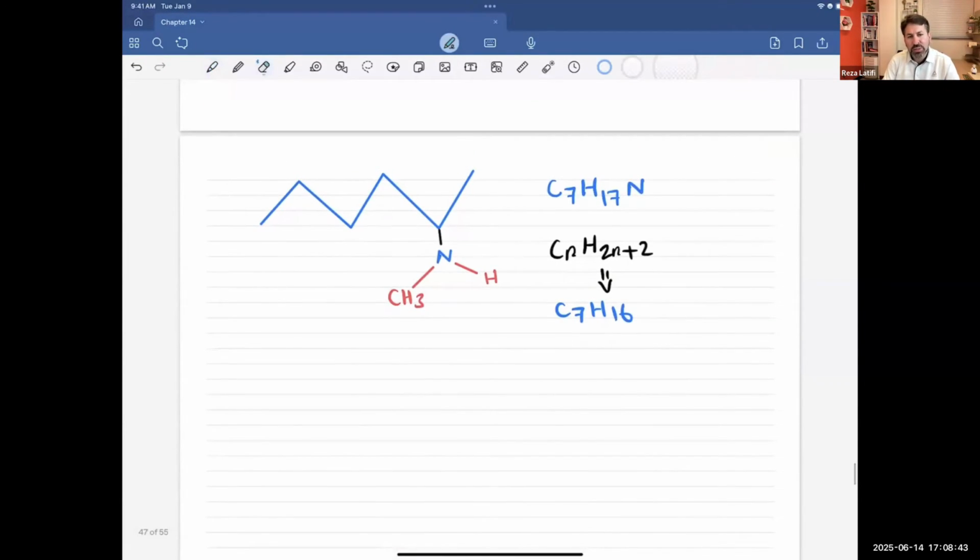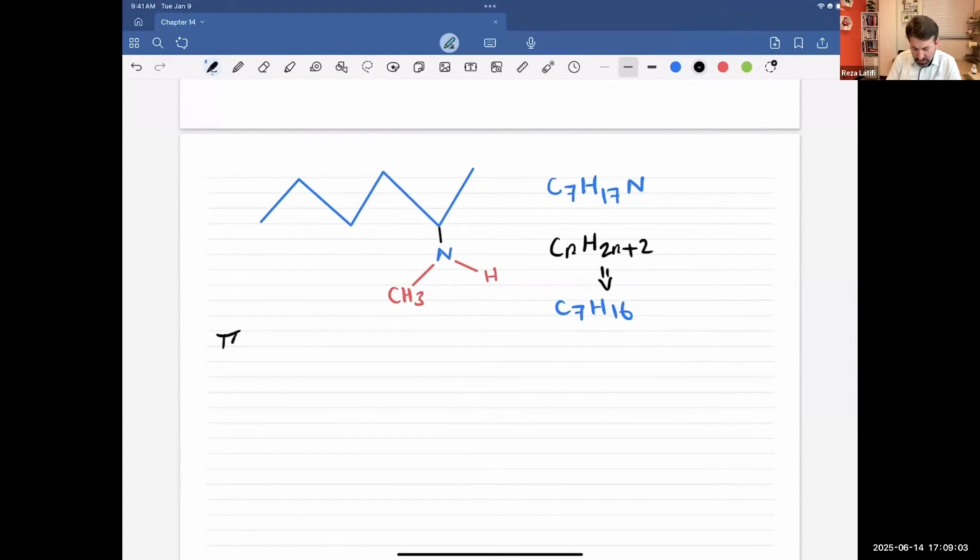In this case, we have a molecule that says C7H17, and clearly we have nitrogen, which brings 1 extra hydrogen with it. The thing you ask yourself: do I see a pi bond? No. Do I see a ring? Again, no. So the hydrogen deficiency index is equal to 0 because you don't have a pi bond or ring. But let's practice this formula.